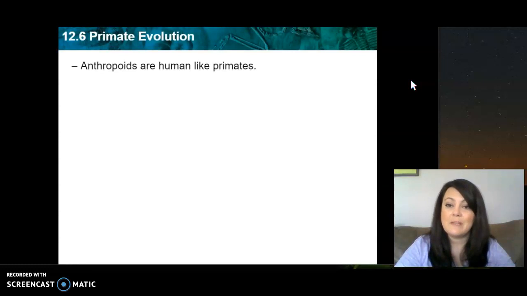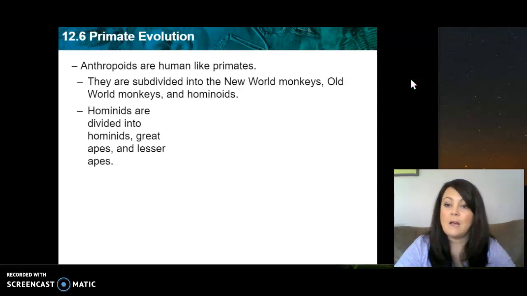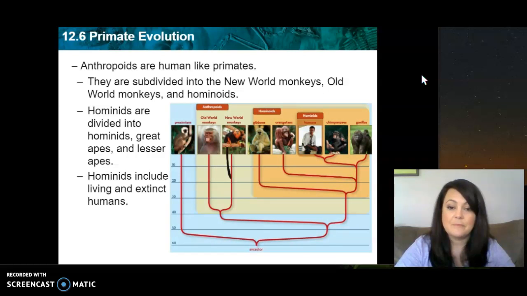Anthropoids are human-like primates. They are subdivided into the New World monkeys, Old World monkeys, and hominoids. Hominoids are divided into hominids, great apes, and lesser apes. Hominids include living and extinct humans.